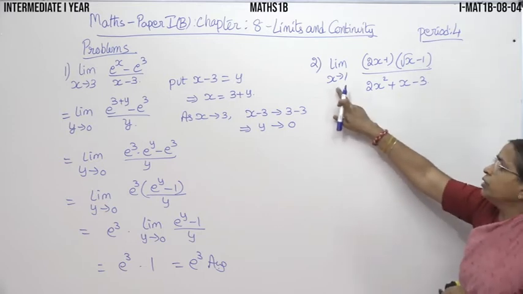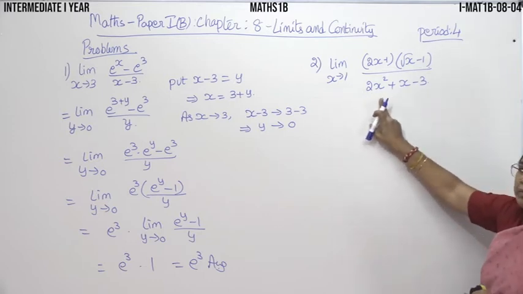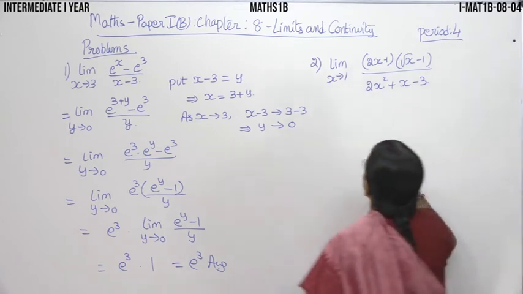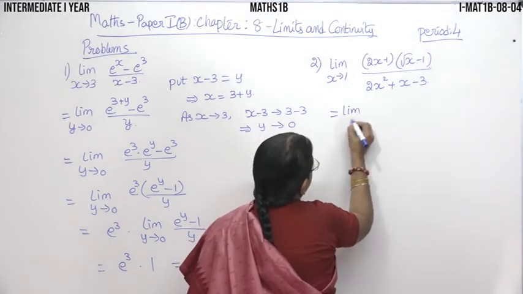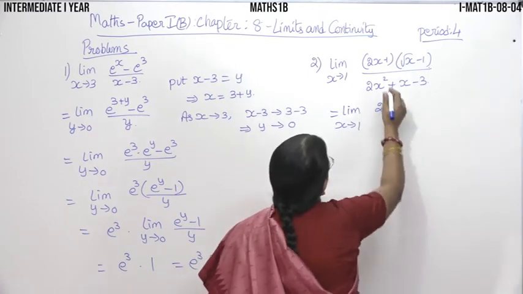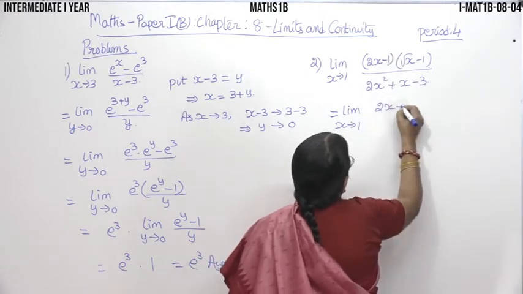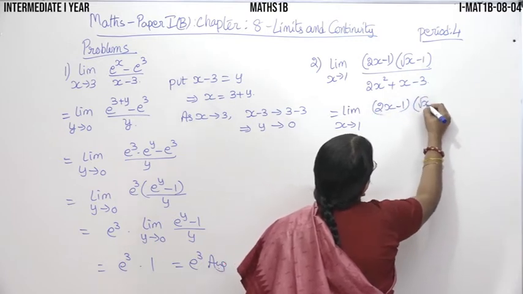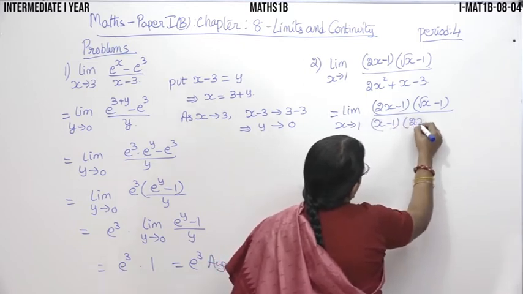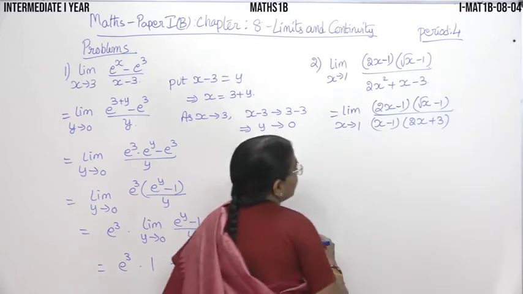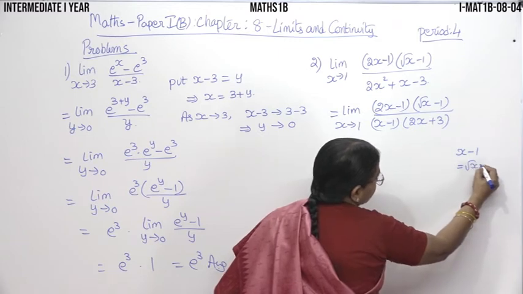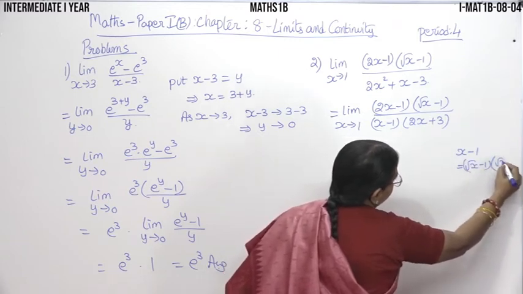So that means when you are putting x as equal to 1, this is 0. It means what? X minus 1 is a factor of this. So find the factor. So it is equal to limit x tending to 1 of 2x minus 1 into root x minus 1 by x minus 1 into 2x plus 3. This is the other factor. Now you can think of writing x minus 1 as root x minus 1 into root x plus 1.